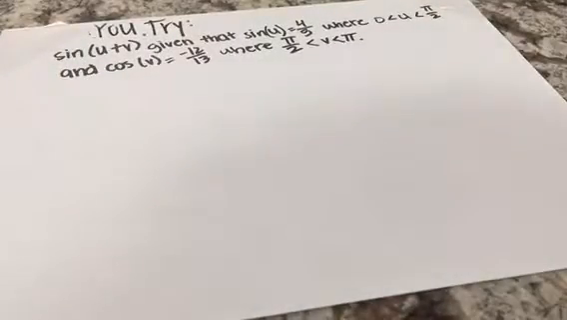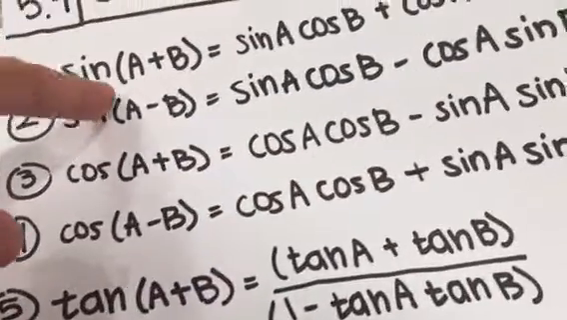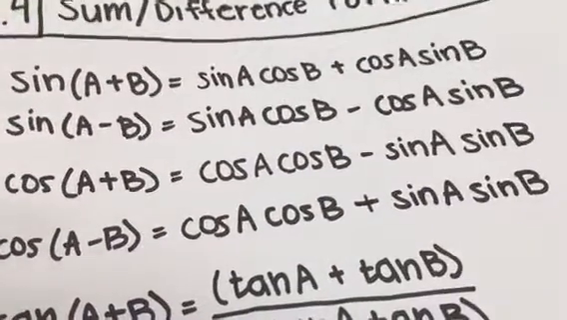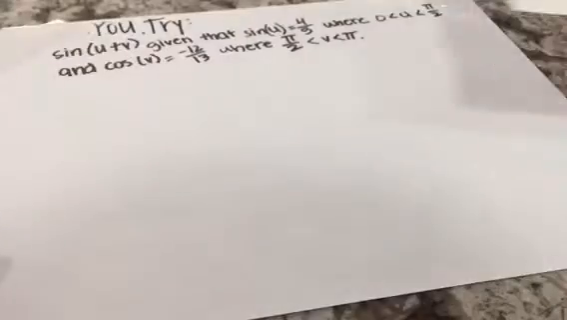So now here's a u-try problem. We have sine of u plus v given that sine of u equals 4 over 5, where u is greater than 0 but less than pi over 2, and cosine of v equals negative 12 over 13, where v is greater than pi over 2 but less than pi. With that information, we know that we have to use equation number 1, which is sine of a plus b equals sine of a cosine b plus cosine a sine b.